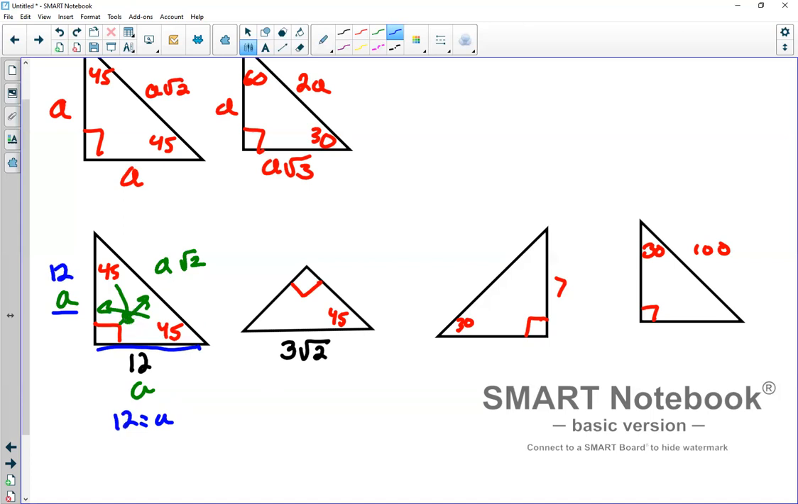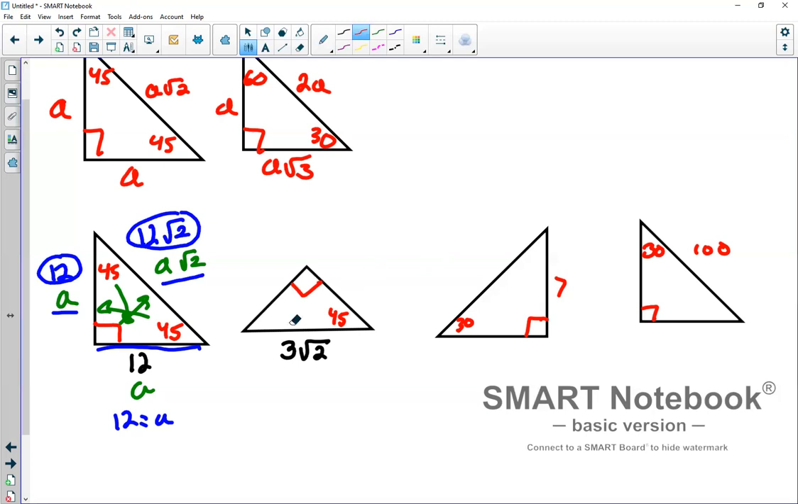In this one, it's A times root 2. But we know what A is. That's 12. So you just plug it in, 12 root 2. These two numbers are your answers. It's that straightforward. The hardest part is typically just identifying what you've got.